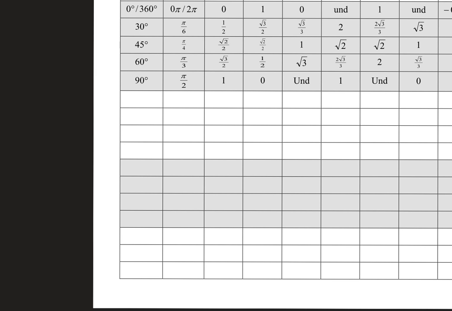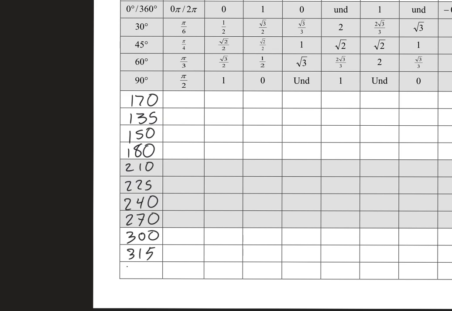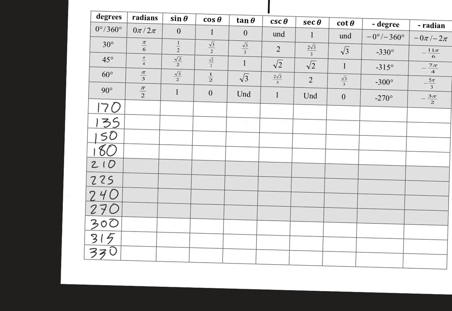The next one after 90, the next special angle would be 30 degrees more, so it's going to be 120. And then you add another 15, you get 135, and then you get 150, and you get 180. That's all the second quadrant. Then the third quadrant is going to go 210, 225, 240, and then 270. And then the last quadrant, we've got 300, 315, and 330. And then we go back to 360, which is this one right here.